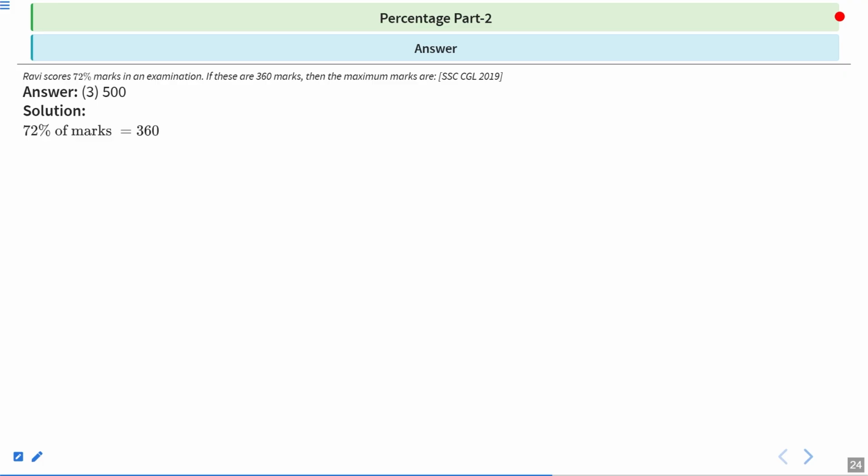The 72% marks equals 360, it is given in the question. So what will be the 100%? 100% of marks will become 360 multiplying by 100 upon 72. When we simplify it, we get 500 marks. So the maximum marks is 500. 100% becomes 500. Next one.